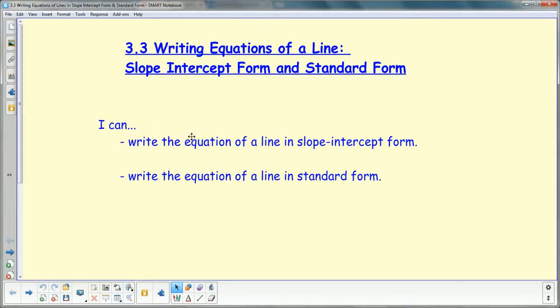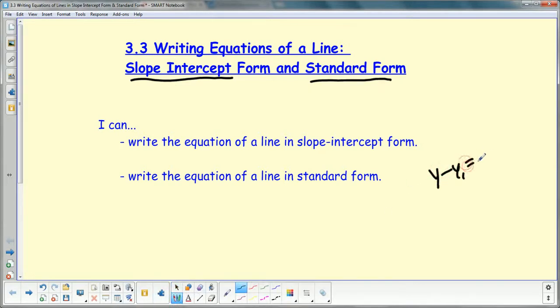Alright, so in part 2 of writing equations of a line, we're going to talk now in this lesson about equations in slope-intercept form and also in standard form. So by the end of this lesson you'll be able to write in 2 more forms. Remember, we've already done point-slope form, which is different than these two. In point-slope, just to jog your memory, y minus y1 equals m, and then in parentheses times x minus x1.